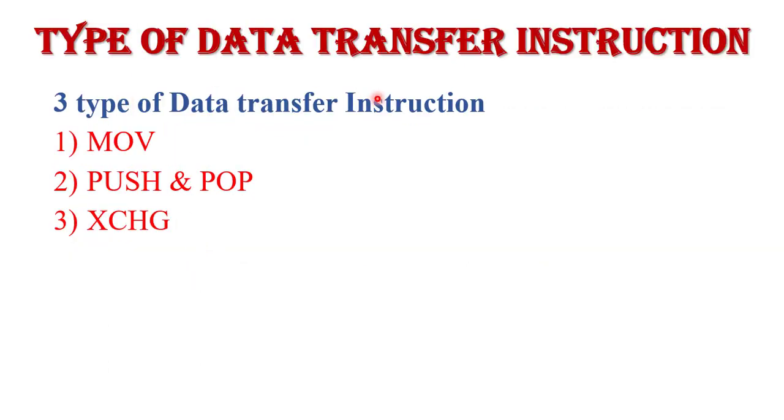Now the types of data transfer instruction. Basically there are three types of data transfer instruction. First is the move instruction, second is the push and pop instructions, and third is the exchange instructions. One by one I will explain all three types of data transfer instruction in detail.